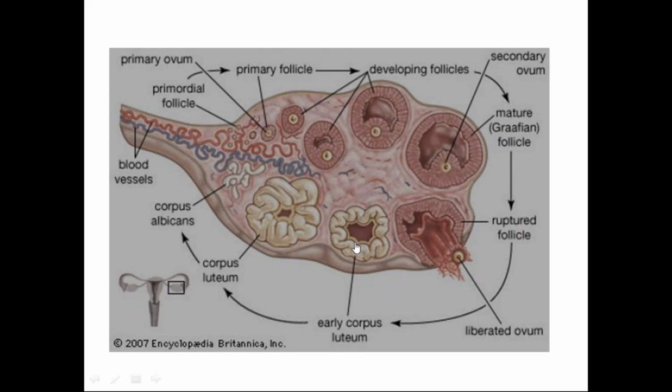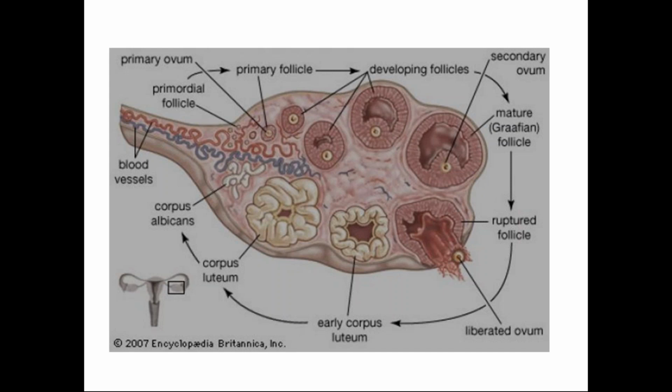The corpus luteum is going to last 12 weeks, producing progesterone for the deposit of glycogen and nutrition of the embryo. Why 12 weeks? Because at 12 weeks, the placenta is taking over.